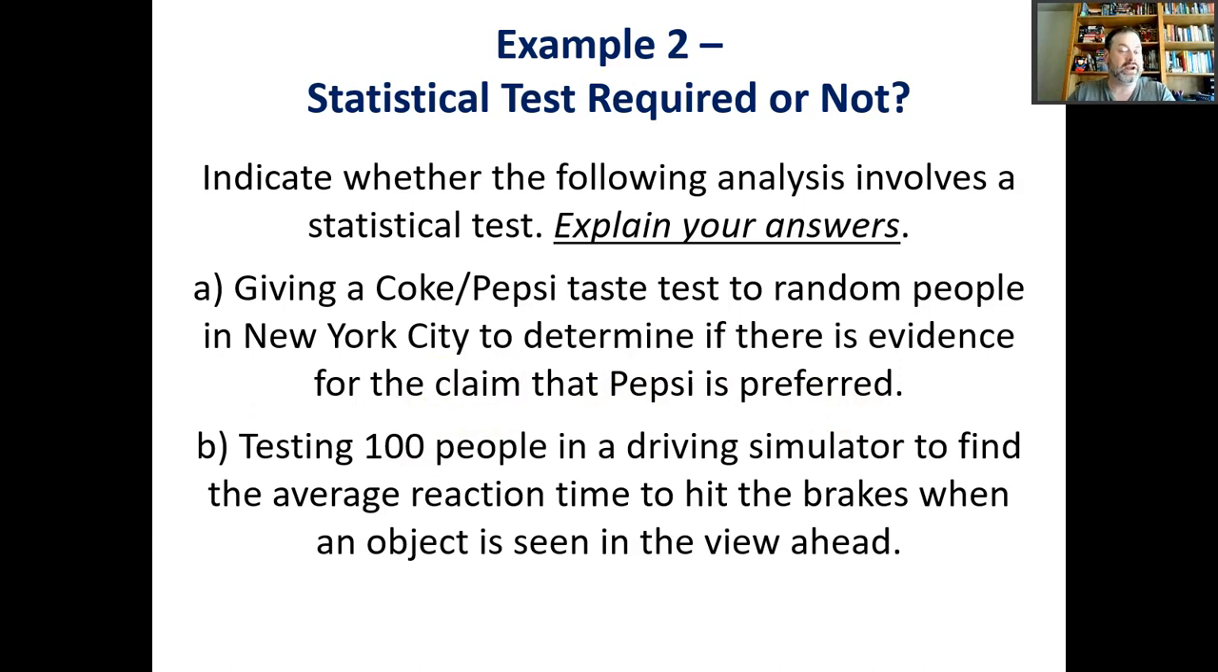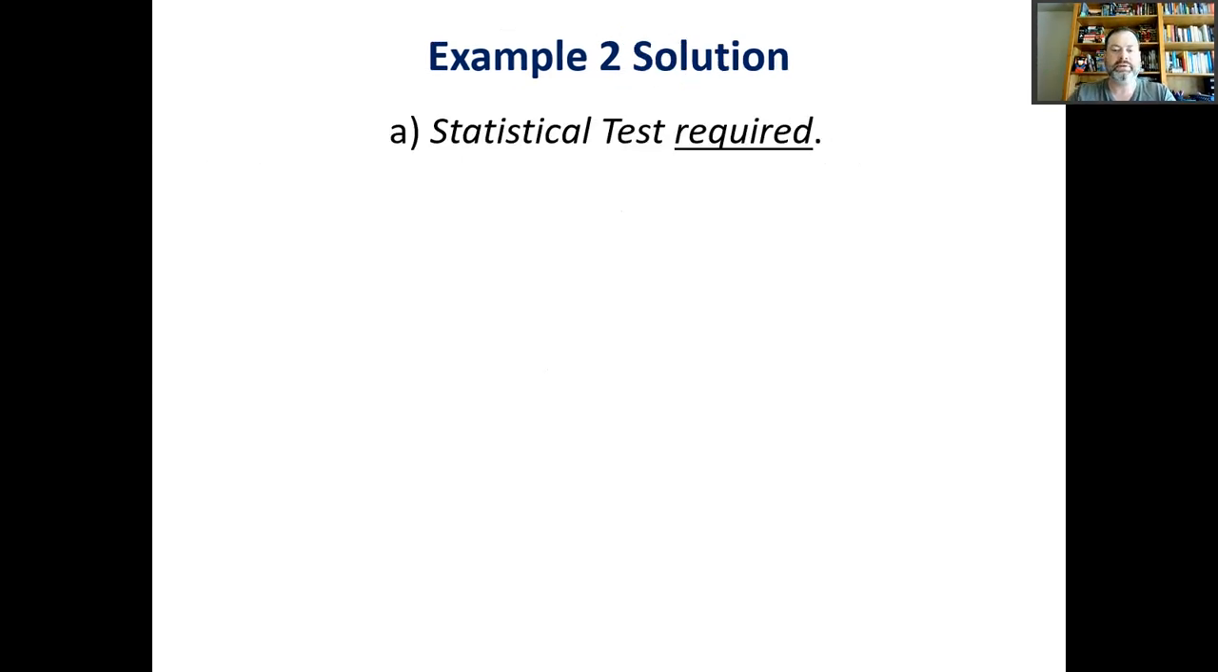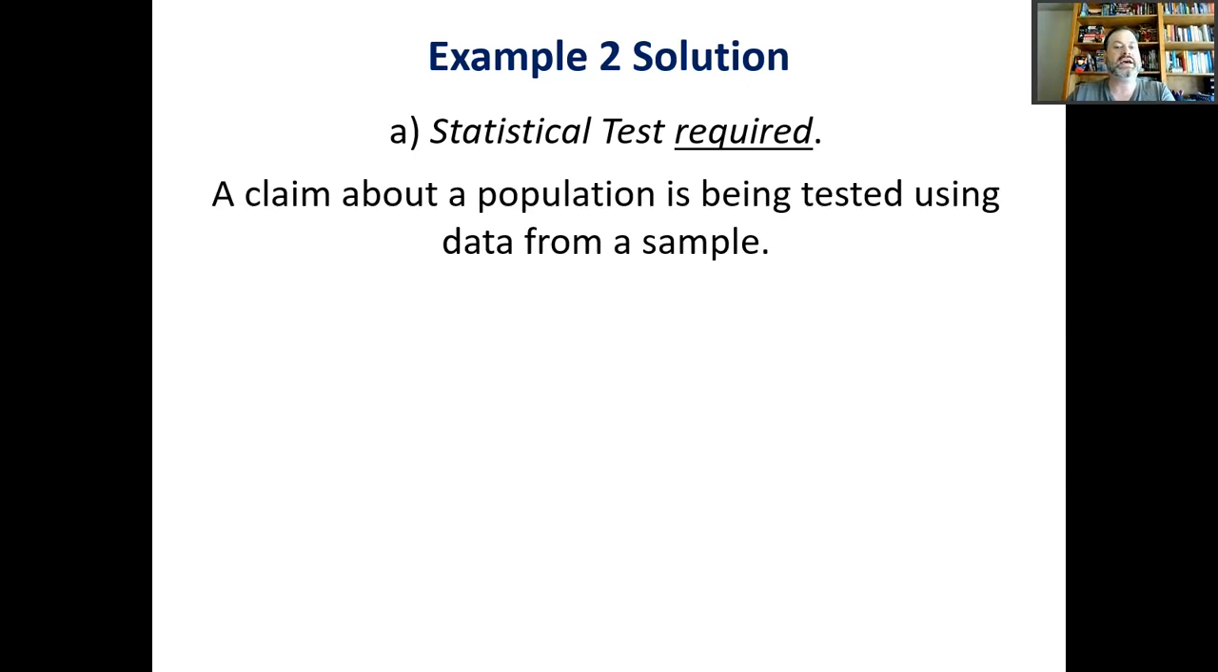So what happens is there's a lot of reading between the lines that goes on with this stuff. Once we hit, not chapter 3, once we hit the second half of section 3.1, all the claims we're making are about populations, or all the parameters we're interested in are about populations. So this one does need a statistical test. Why does it need a statistical test? That's something you'd have to put on an exam. A claim about a population is being tested using data from a sample. So what I did is basically paraphrase the definition. It checks all the boxes, so it needs a statistical test.